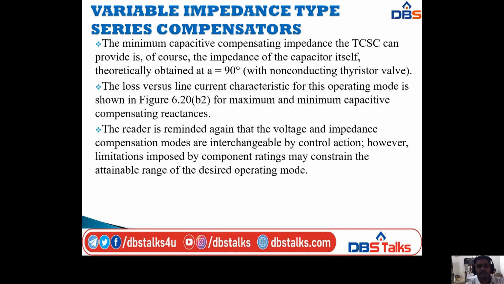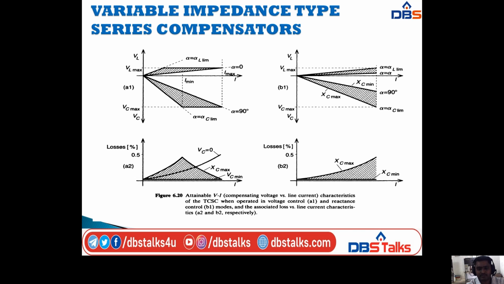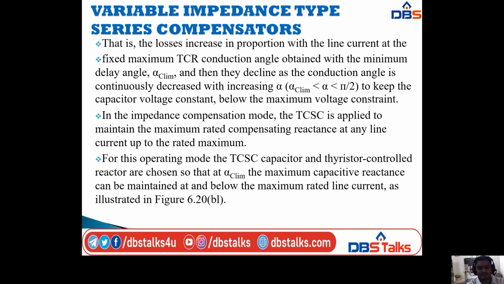Next, the minimum capacitive compensating impedance the TCSC can provide is, of course, the impedance of the capacitor itself, obtained at alpha equal to 90 degrees, that is the non-conducting thyristor valve. And the loss versus line current characteristic for this operating mode is shown in diagram B2, for maximum and minimum capacitor compensating reactances. So here we have minimum and maximum capacitor reactances, that is XC minimum and XC maximum. Okay.